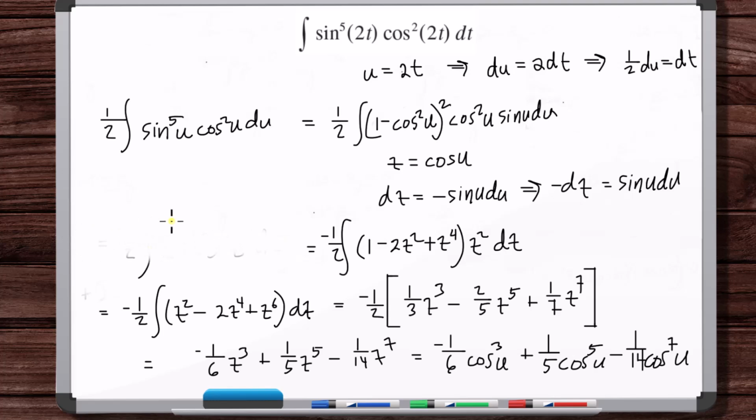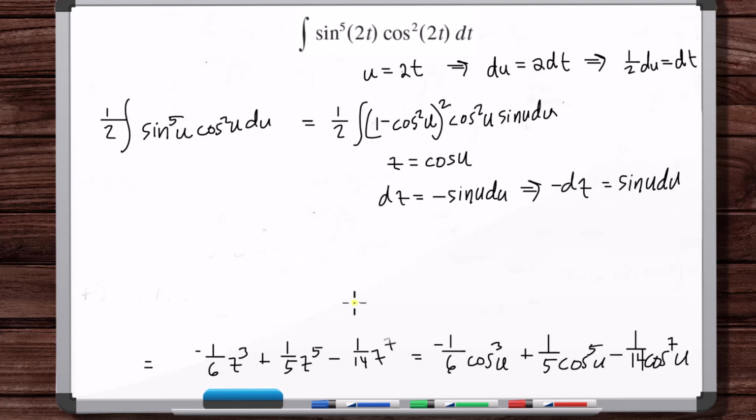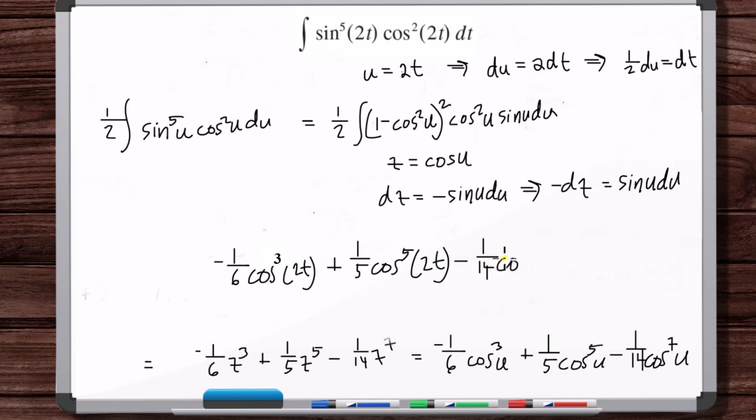Okay, but u is equal to 2t. So minus 1/6 cosine cubed 2t plus 1/5 cosine to the fifth of 2t minus 1/14 cosine to the seventh of 2t. And that is the integral, plus c.